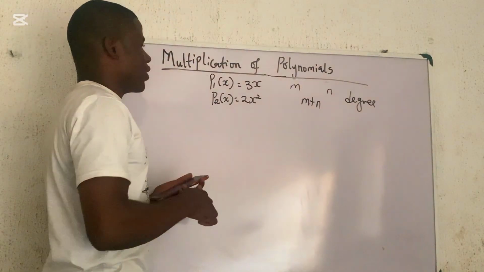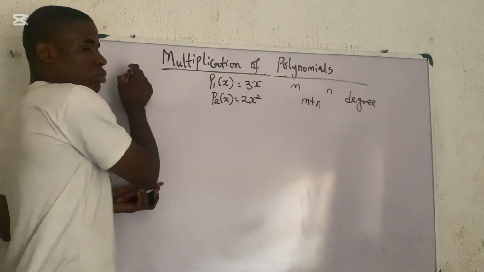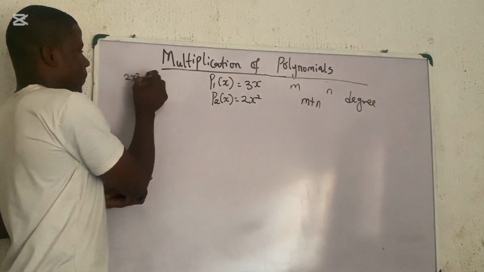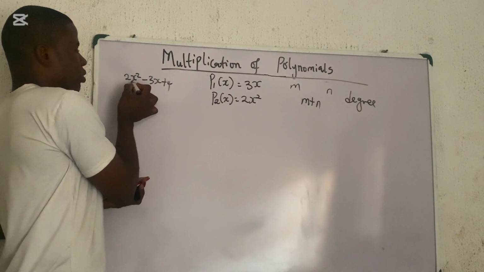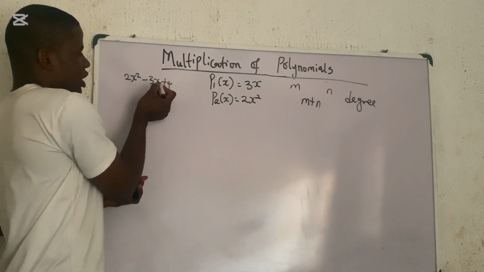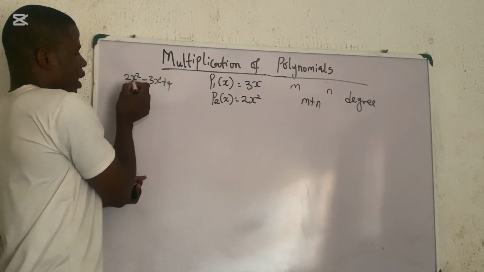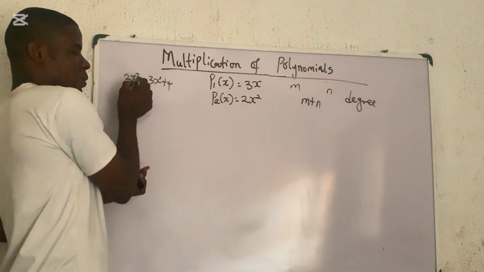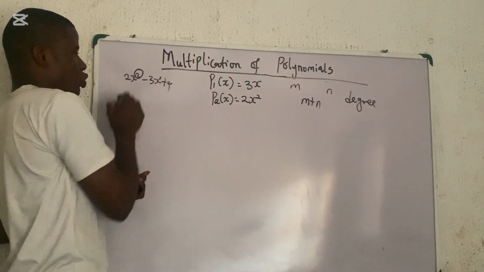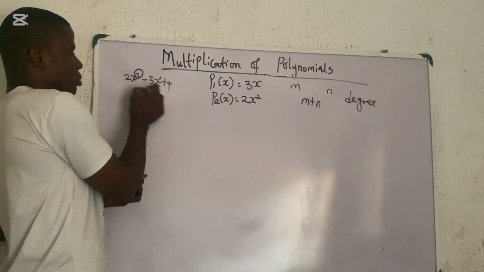So if I have a polynomial like 2x squared minus 3x plus 4, the variable here is x, right? Now this x, its power is 1, right? While this x, its power is 2. Now what's the highest power of x here? It is 2. Hence, the degree of this polynomial is what?